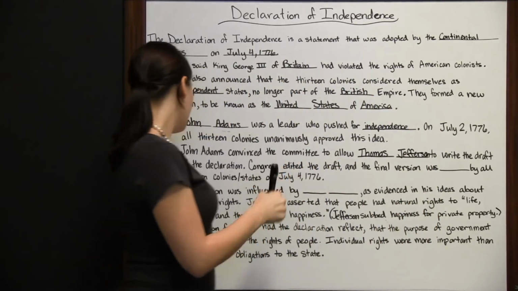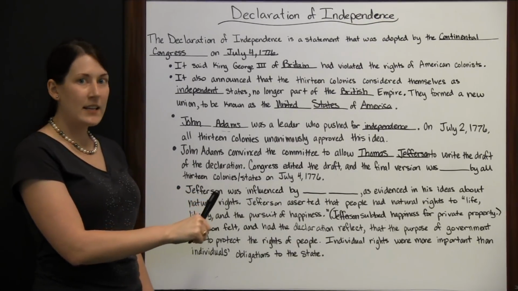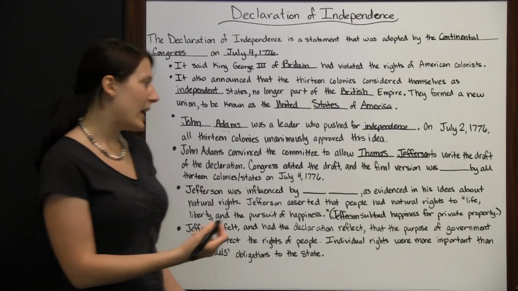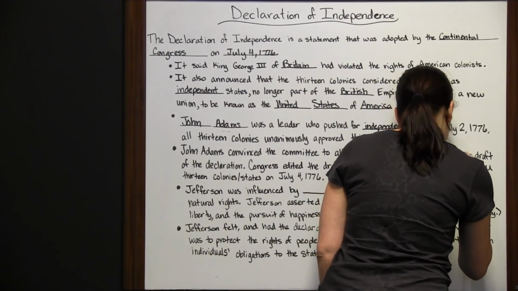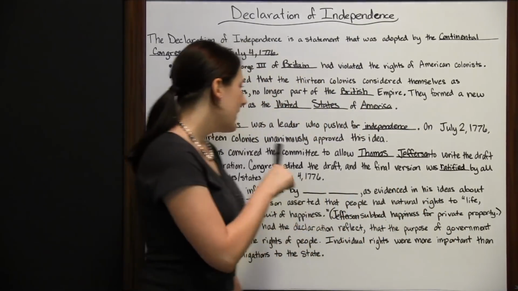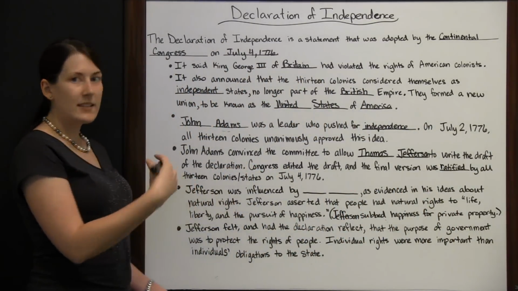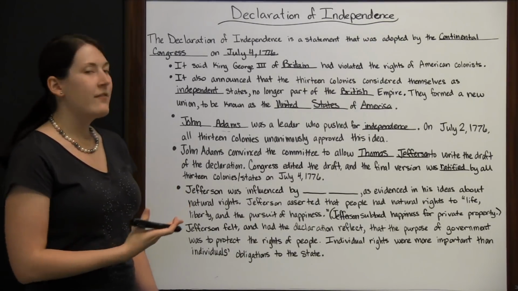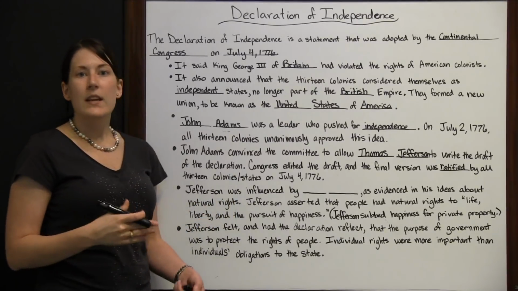So Thomas Jefferson wrote the first draft of the Declaration of Independence. Congress edited the draft, and the final version was ratified, which means approved. Everyone agreed to it, and it was ratified by all 13 colonies, or states as they were to be known, on July 4th, 1776. So this date is our date of independence.